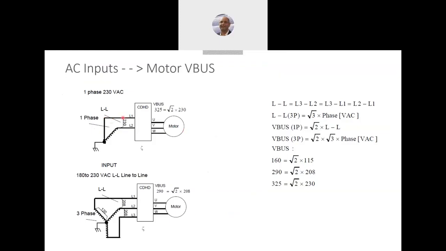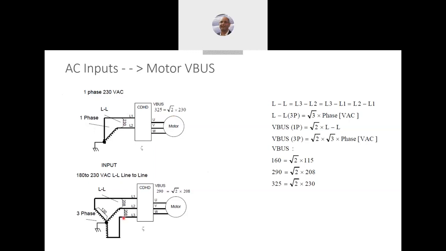if we look at regular one phase, we have L1 and L2. In Europe, in Israel, in Korea, you will have 230 volts line to line. This is one phase. And in the servo drive, you multiply it by square root of 2 to get the V bus. So in our case, we'll have a 300 volt V bus that goes into the motor.